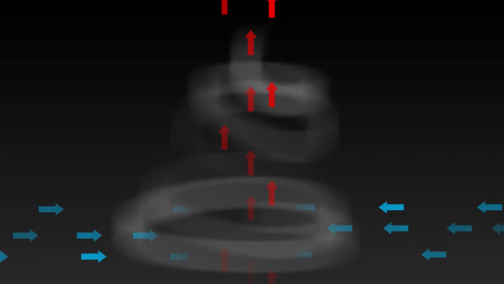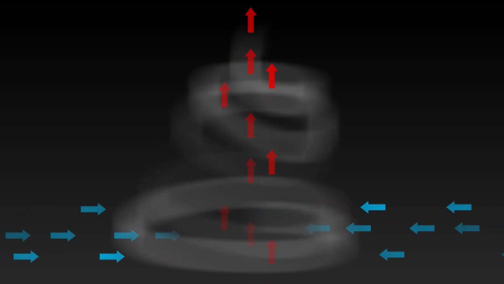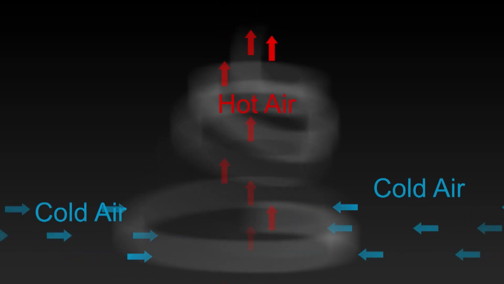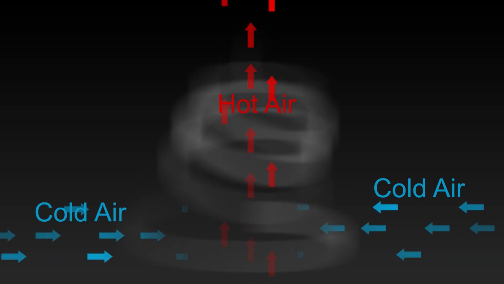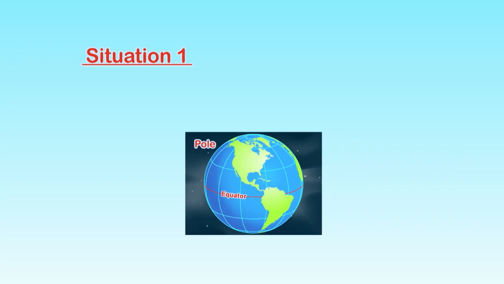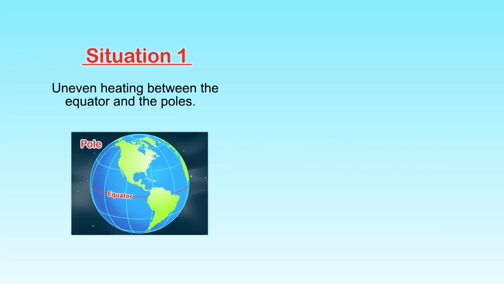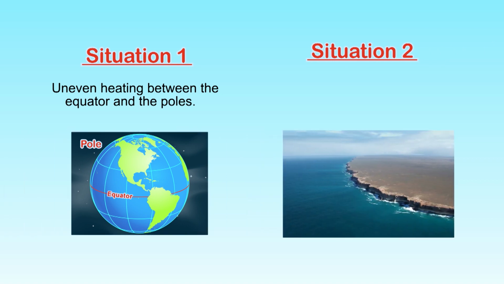In nature, there are several situations where warm air rises at a place. The air pressure at that place is lowered. The cold air from the surrounding areas rushes in to fill its place. This type of uneven heating on the earth leads to wind current, and it occurs in 2 situations. First, uneven heating between the equator and the poles, and second, uneven heating of land and water. Let us discuss the first situation first.